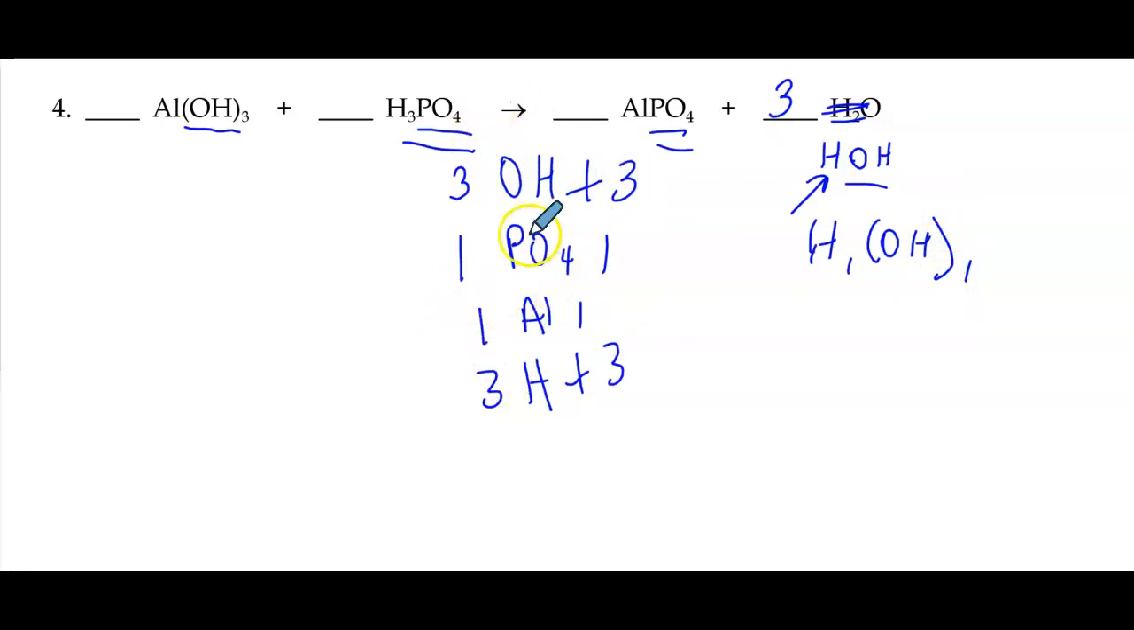Let me try that again. 3, 3, 1, 1, 1, 1, 3, 3. It's balanced. I would read this as a 1, 1, 1, 3. We will not write ones in practice, but you may be asked to do that in Schoology because it's a placeholder.